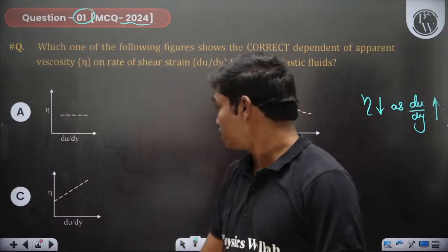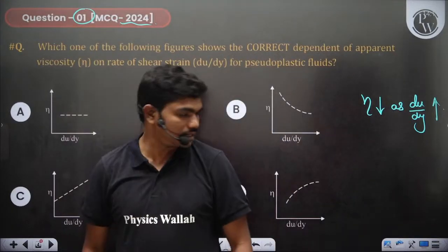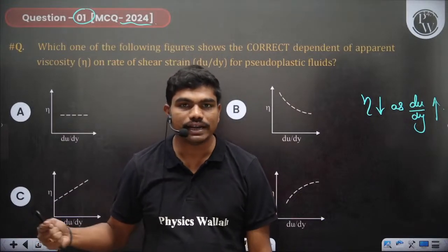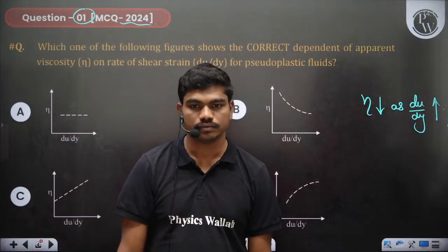Everyone, come on, आपके सामने 4 options हैं, ठीक है? मैं बीच में करता हूँ. So now tell me what should be the correct answer? If your du by dy is increasing, eta should come down. Okay?